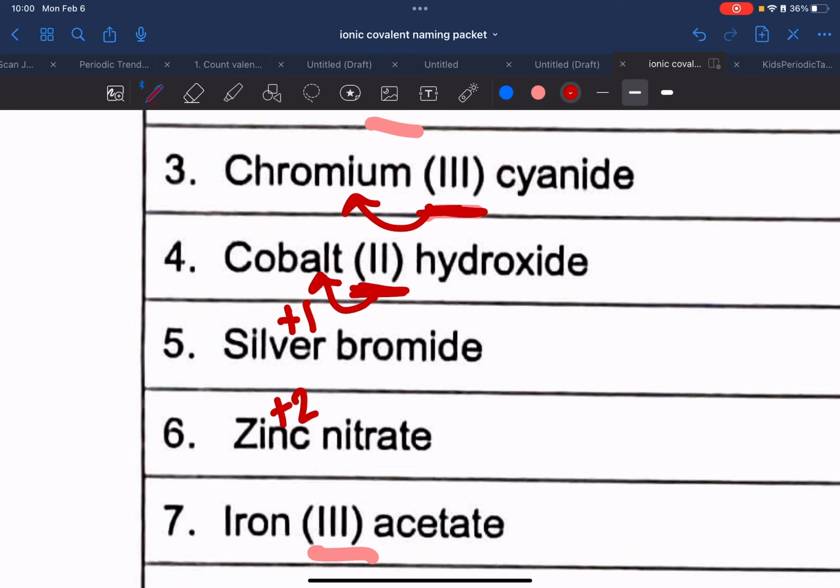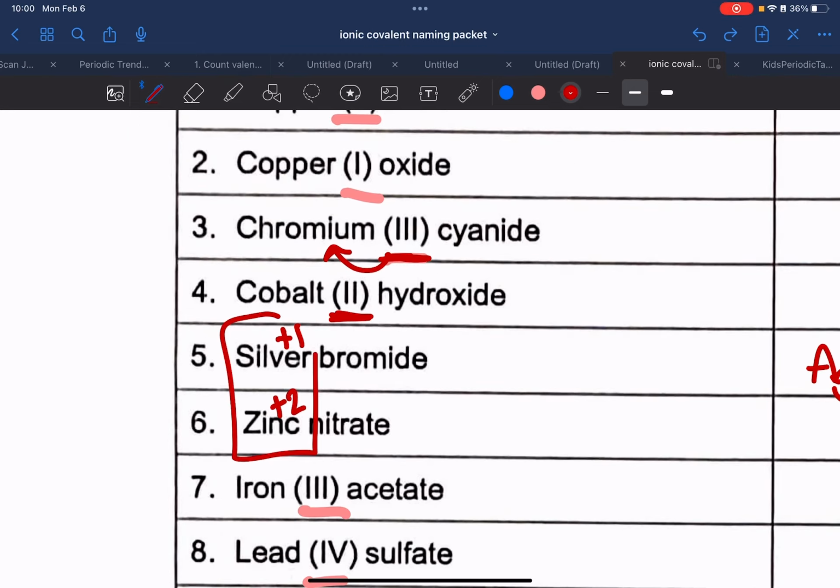We don't need those Roman numerals with ionic compounds containing silver and ionic compounds containing zinc, because they're always going to have the same charge. Silver is always going to be +1, zinc's always going to be +2. So that's why we don't have Roman numerals in there. And I do need you to know that for the test. You don't need to memorize it. I'm going to ask you to add that to your periodic table. Why don't you do that now?